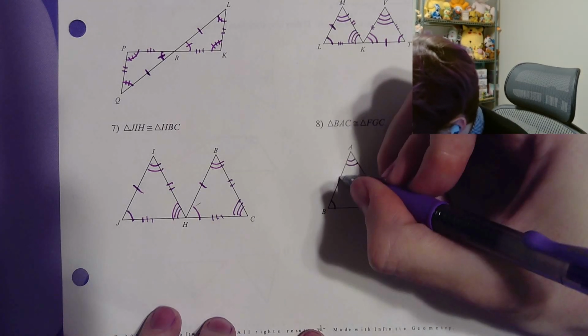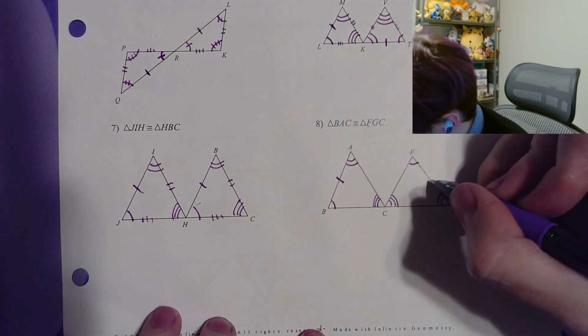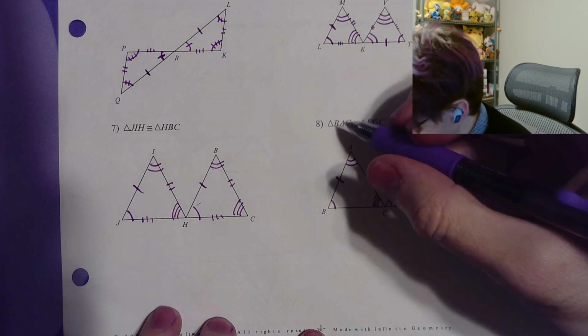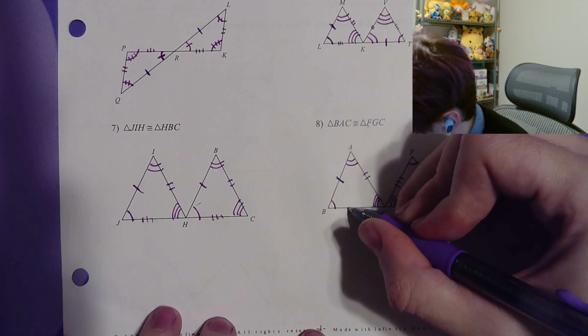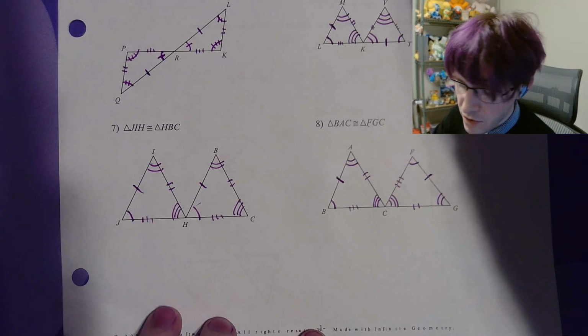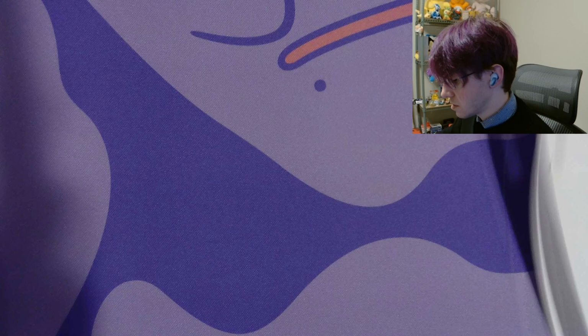BA gets 1 tick mark. FG gets 1 tick mark. AC gets 2 tick marks. GC gets 2 tick marks. We only have 1 side left. Very nice. We're moving on to that next page. Let's do it.